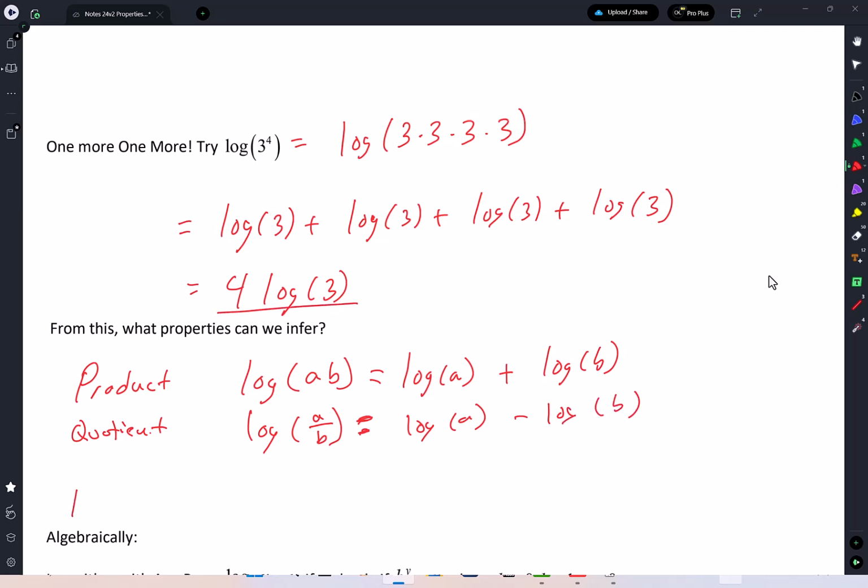This one's called the power rule for logs. So look where that 4 was. It was up there, the exponent, and look where it ended up. Let's use our big brains. What do you think? So log of A to the power B is the same thing as B log A. Good job, nerds. Cool or not cool?